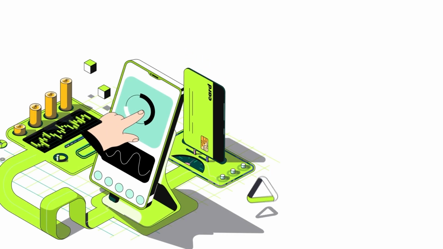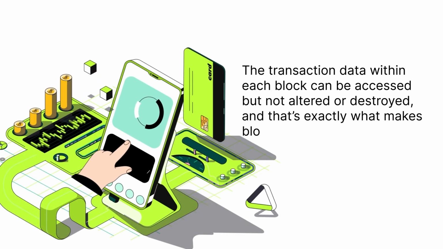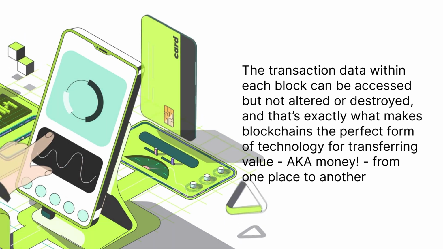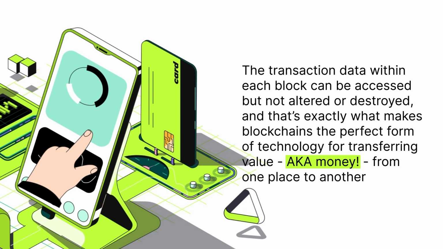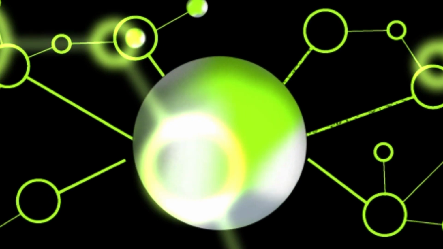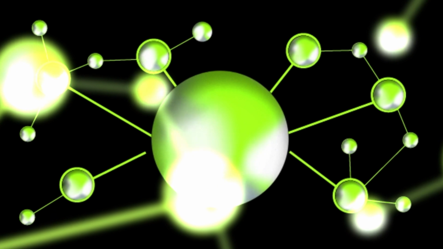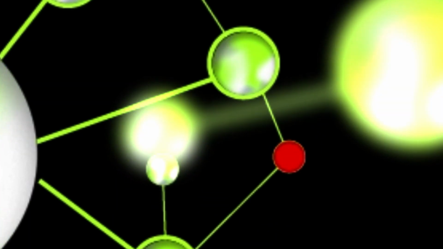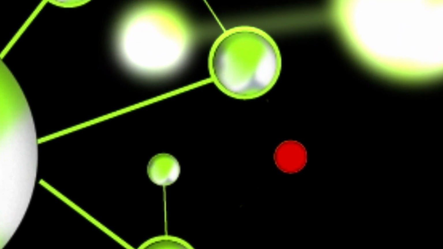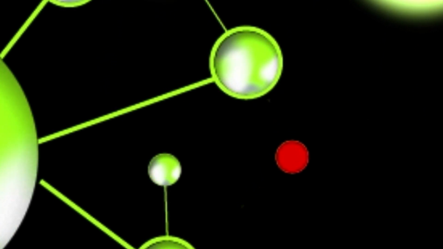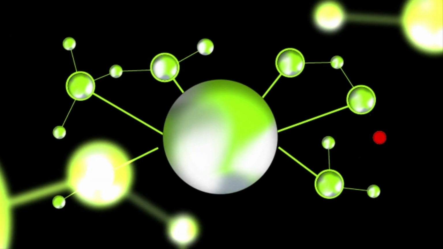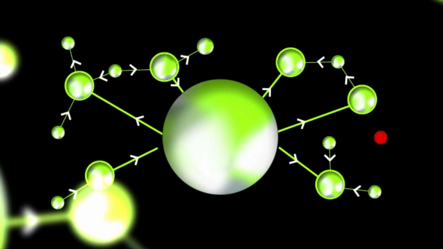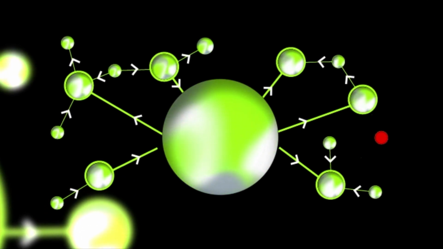The transaction data within each block can be accessed but not altered or destroyed, and that's exactly what makes blockchains the perfect form of technology for transferring value, aka money, from one place to another. Now, remember those nodes we mentioned earlier? The network of computers spread out across the world? If someone does try to alter the data within a block, the other nodes would not be changed, and so the bad actor is prevented from editing vital information such as the all-important transaction data. This is because in order to validate new entries or records to a block, a majority of the decentralized network needs to agree to it.